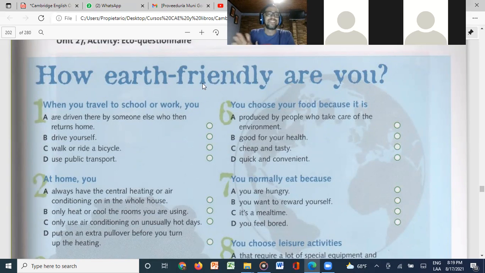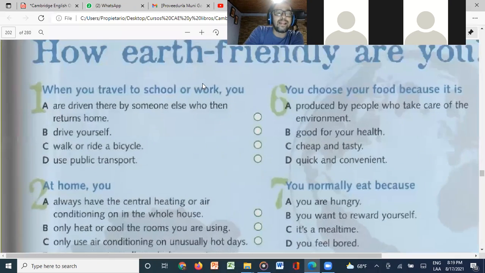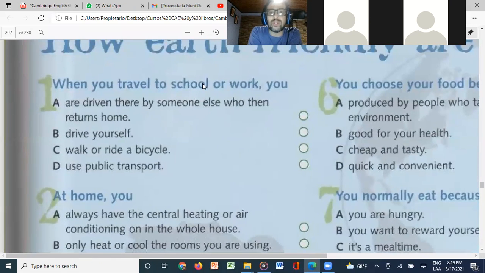Okay, let's see. Let's go with the first question. It says, when you travel to school or work, you, in this case, David, which one will you choose? You are driven there by someone else who then returns home, or you drive yourself, or you walk or ride a bicycle, or do you use public transportation? I use public transportation. You use public transportation, okay? So write it down, because the number one, you write down D, because in a moment we're going to do like a little test.